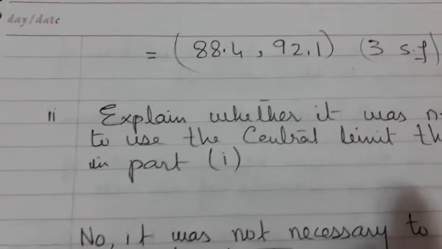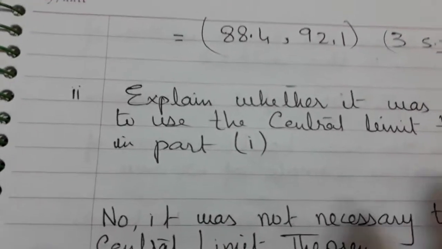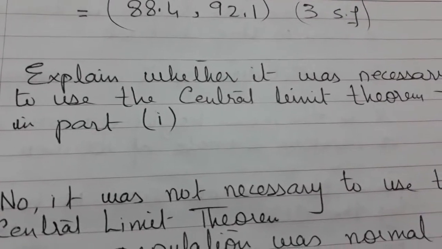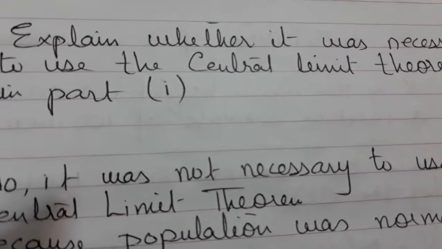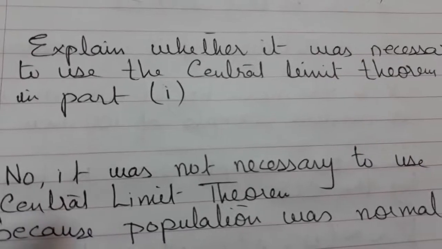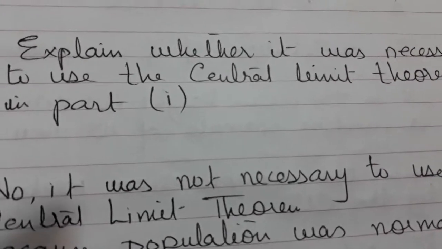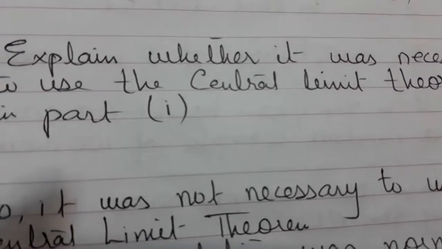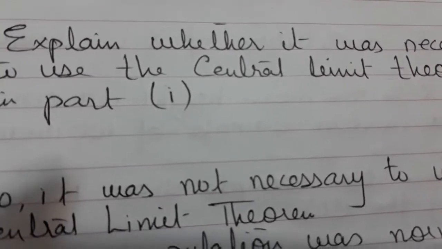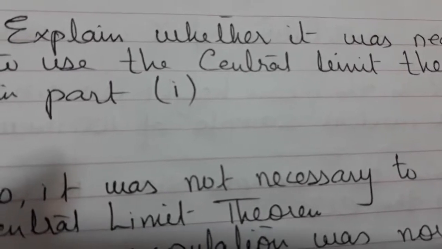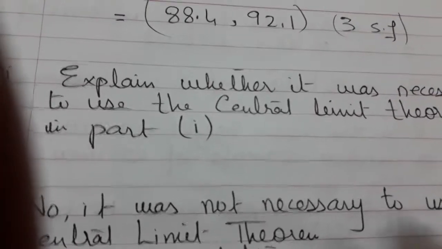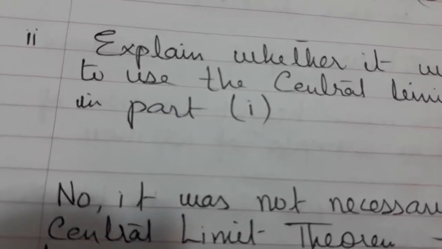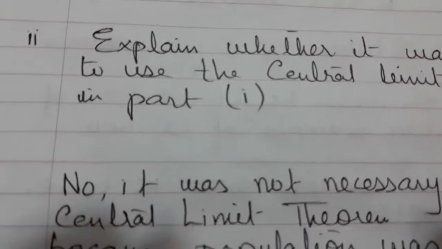The last part of the question is saying, explain why it was necessary to use the central limit theorem. Actually, it is asking whether it was necessary or not, not why. It was whether it was necessary to use the central limit theorem. So do you remember in which case we use the central limit theorem? Yes, when it is a non-normal population and the sample size is big enough. So to calculate the probability, you can say I am applying the central limit theorem and hence I will use the approximate normal case, right?